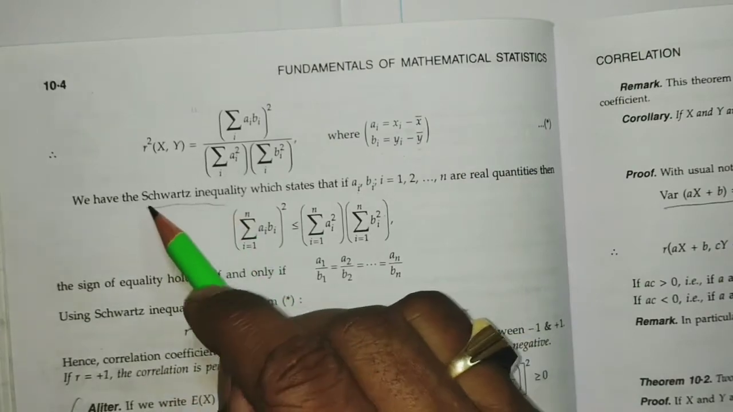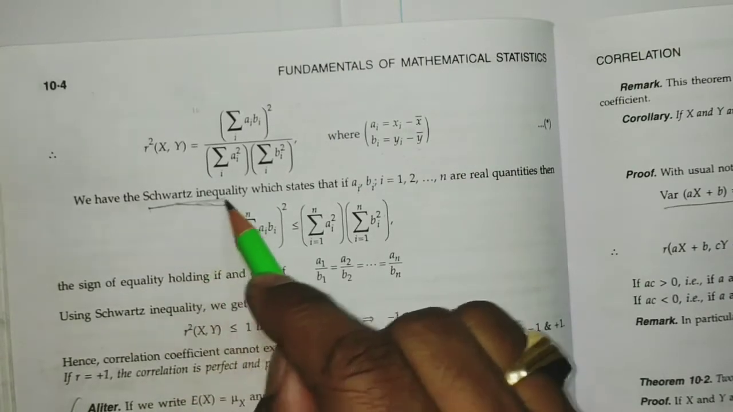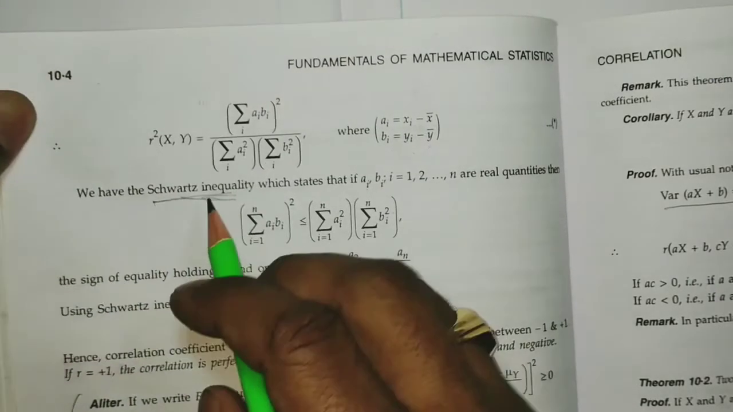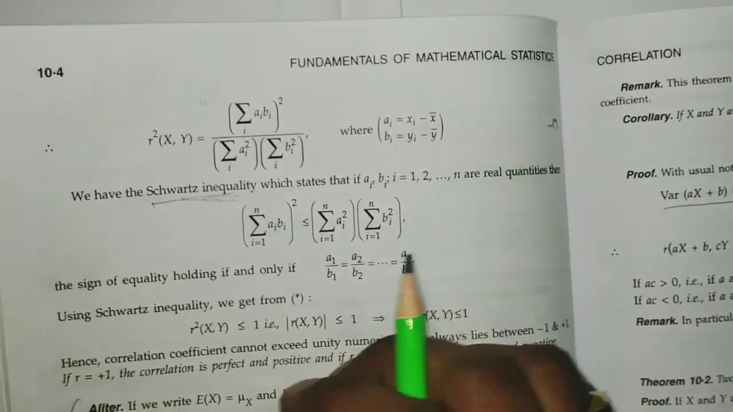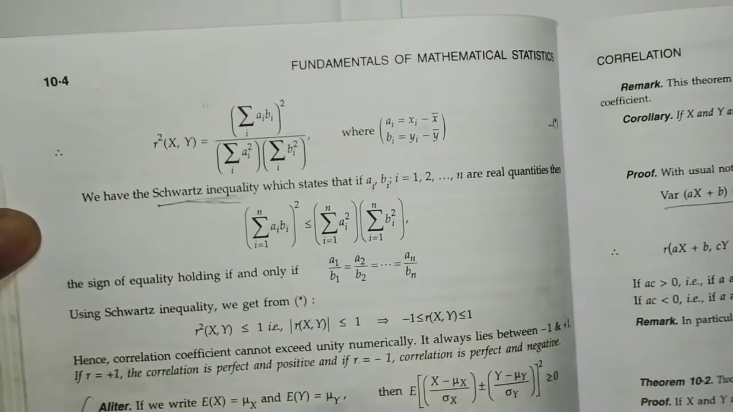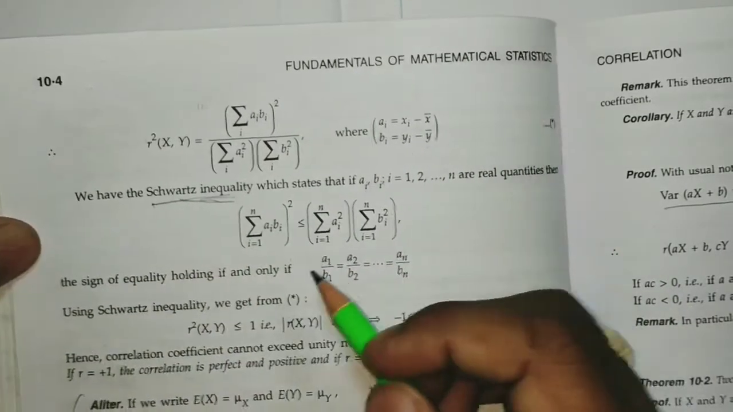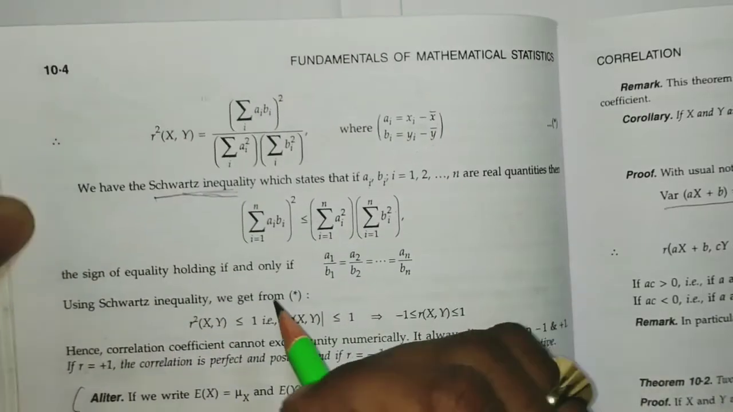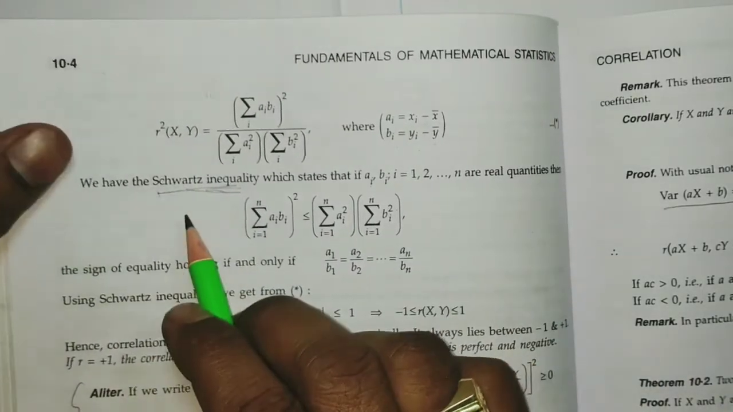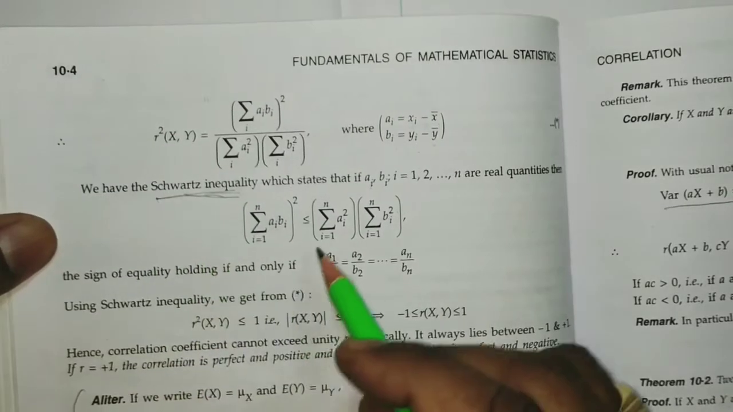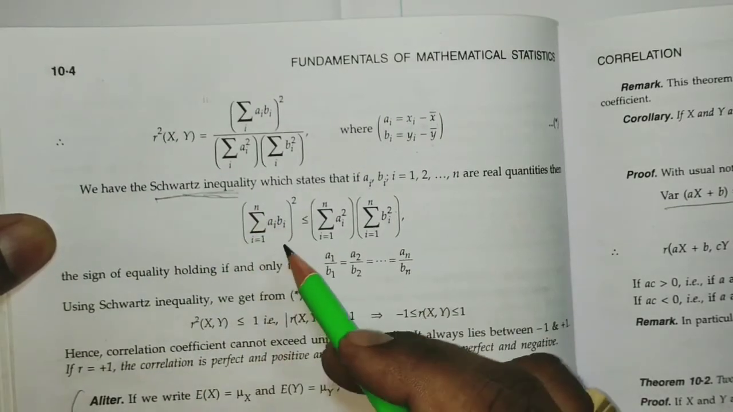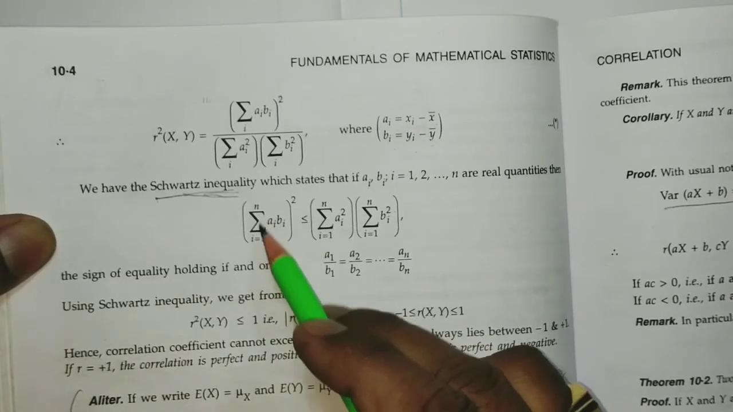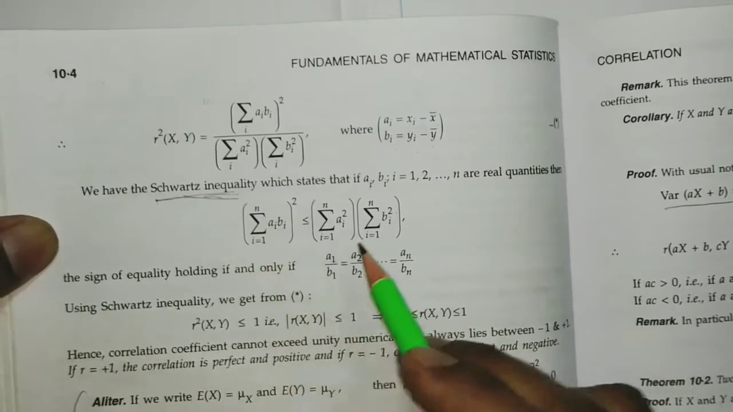Here we are not going to prove this inequality. Maybe you know, or you may have studied this inequality somewhere in your mathematics, or in some other class I will give the proof of this inequality. Okay, here we are going to use this inequality only. So according to this inequality, or you can say theorem, the whole square of summation over i equal to 1 to n of ai bi is less than or equal to this much.